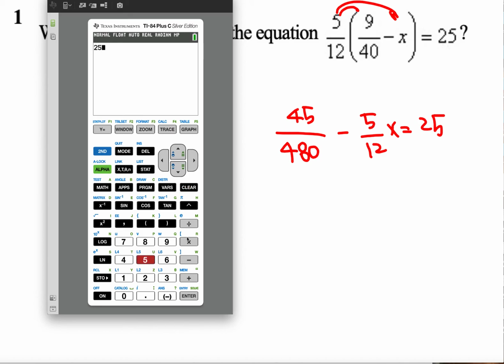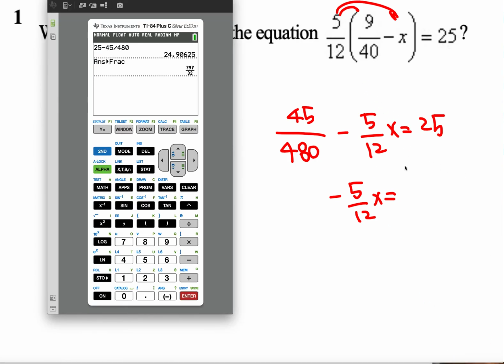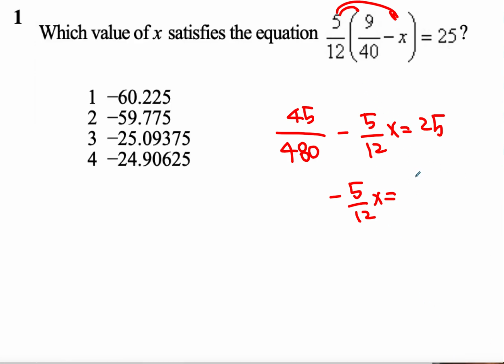So I'm going to do 25 minus 45/480. And I'm going to get a decimal, but I'm going to turn that into a fraction. So 797/32. So negative 5/12x is equal to 797/32.